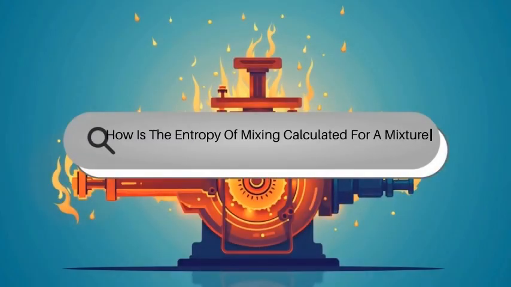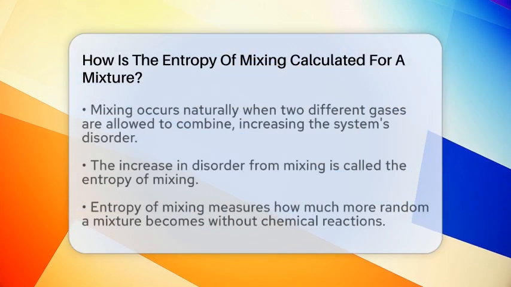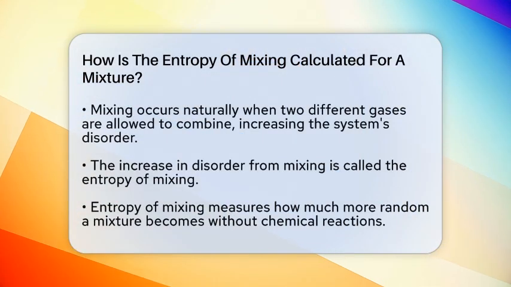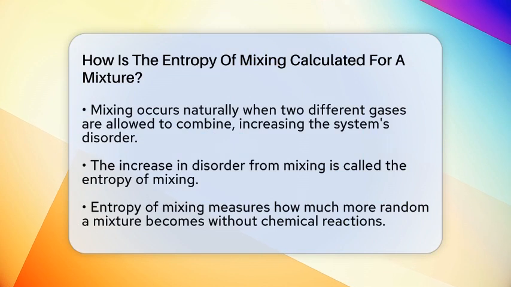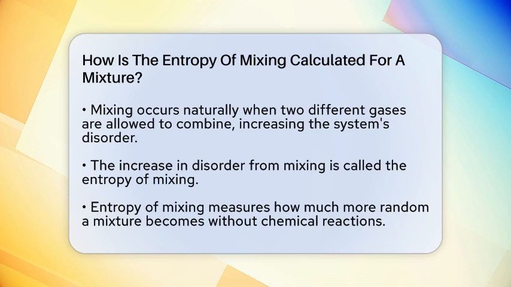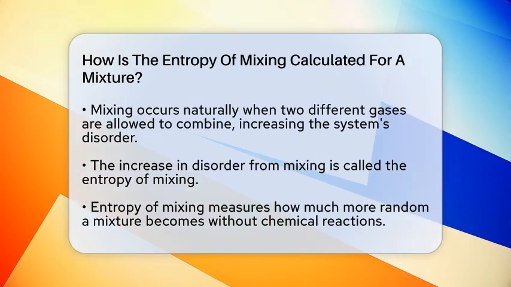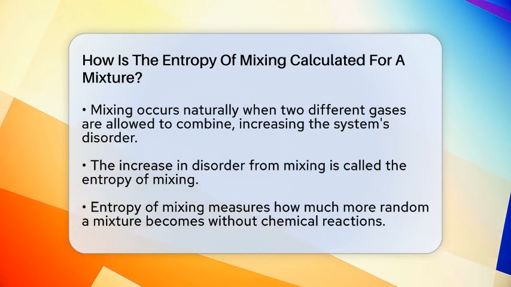How is the entropy of mixing calculated for a mixture? Imagine you have two different gases in separate containers. When you open the valve between them, they mix on their own. Why does this happen? Because mixing increases the disorder of the system. That increase is what we call the entropy of mixing.